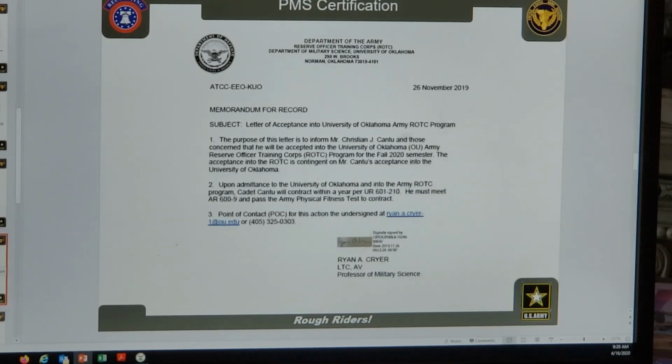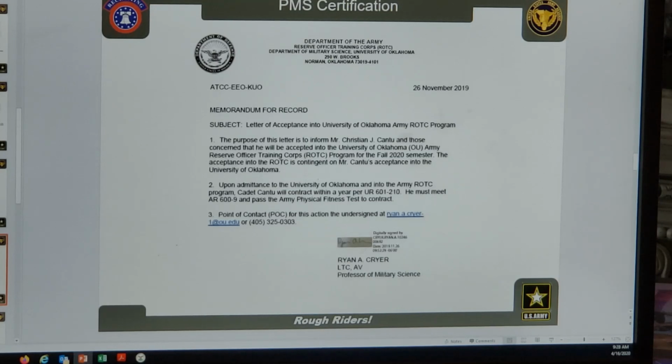Your PMS certification letter. This is one that my battalion did this year. This kid is a senior in high school, so showing you that this can be done. Okay? That's all it is.